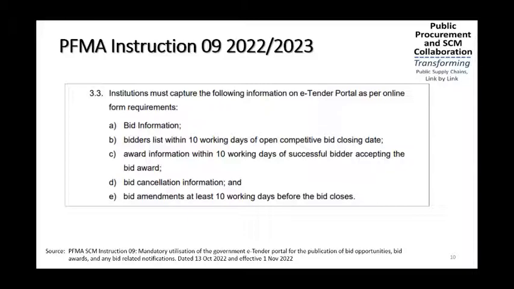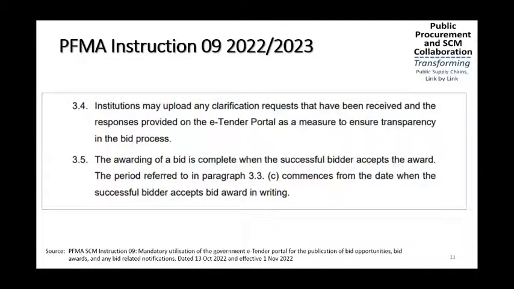Award information within 10 working days of the successful bidder accepting the bid award. Now, I'm thinking at the back of my mind again, when the appointment letter is issued and then confirmed receipt, or when the contract is signed, when then do we count that 10 days? Bid cancellation information and bid amendments at least 10 working days before the bid closes. Institutions may upload any clarification requests that have been received and responses provided on the eTender portal as a measure to ensure transparency in the bid process.